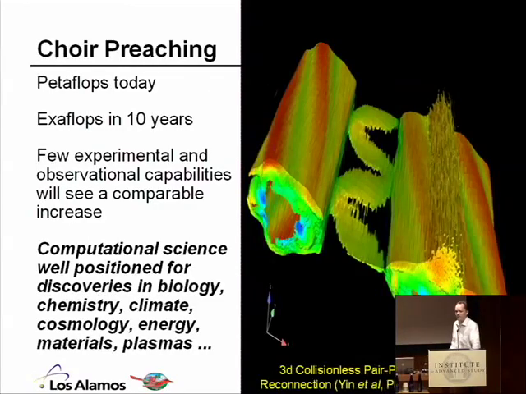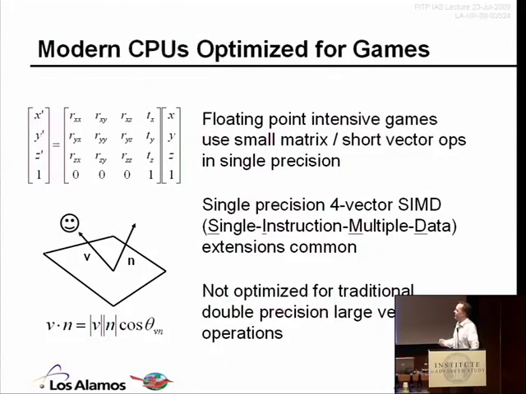But before I get into that, first I'll preach to the choir, which is that we already have petaflop computers today, one being Roadrunner, another one being Jaguar at Oak Ridge. And we know with the trends in Moore's law that exaflops is likely to occur within 10 years. At the same time, if we look in most fields of science, there are very few observational or experimental capabilities that will see a 1,000-fold increase. And this means that we are well positioned to make great discoveries in biology, chemistry, climate, cosmology, energy, materials, plasmas, and so forth. But before we can realize this power, we need to recognize a couple things about modern computers.